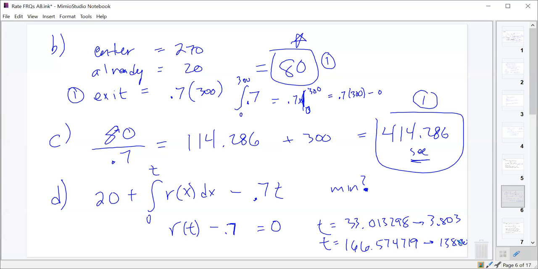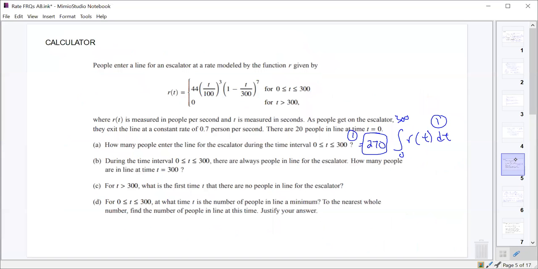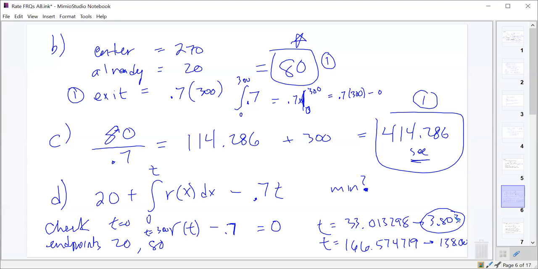0.070. So which one of those is smaller? 3.803 is the smallest of those four numbers we had, right? Checking the endpoints, our endpoints were, like I said, 20 and 80. This is at t equals 0 and t equals 300. So at t equals 3.803, we're at a minimum. And we want to know the number of people. So luckily we just found that this is the t value and the number of people is 3.80.